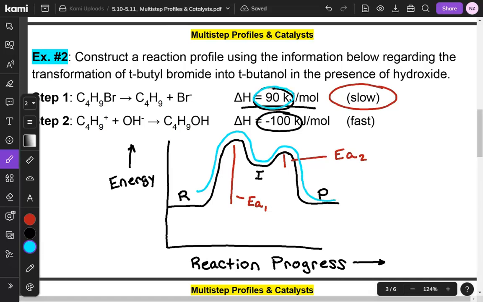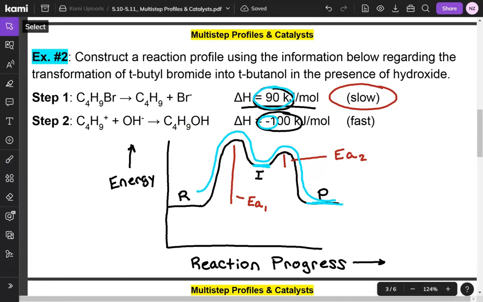And again, first delta H is positive, so that means it is endothermic. So we're going to end higher than we started with. Our second delta H, our enthalpy, is negative, so we're going to end lower than we started in that second reaction. And that's a multi-step profile.